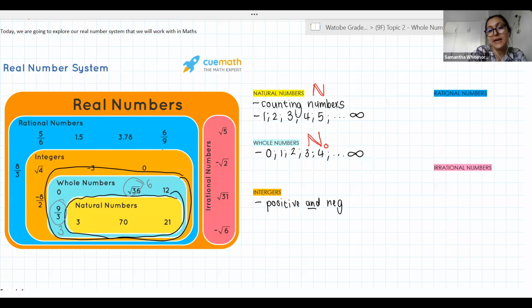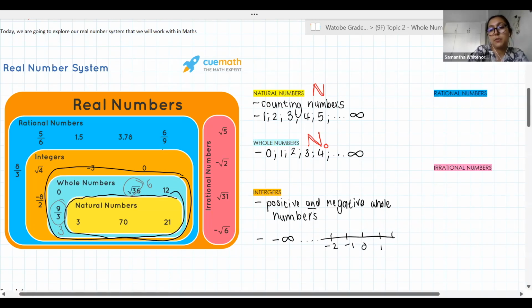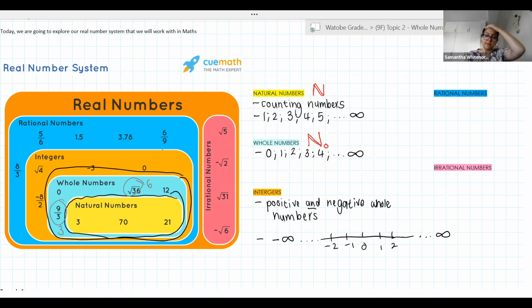So this is now where our negative values start to come into our number system. And you can almost imagine this like your number line. We know that our number line, if we're talking about integers, can start all the way at negative infinity, keep going, then we would get our negatives, so let's say -2, -1, 0, and then we would go into our positives, and we could keep going all the way up to positive infinity. So your integers now start to include the negative whole numbers all the way from negative infinity to positive infinity.